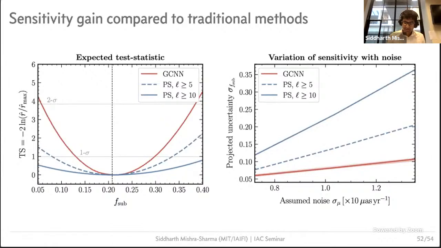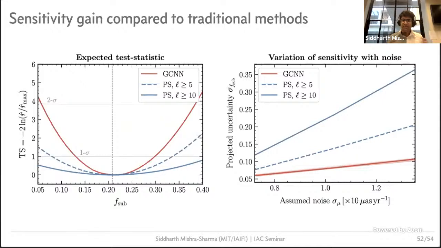And on the right here is the scaling of sensitivity with the instrumental noise. So again, you can see that the scaling with the machine learning-based approaches is much more favorable as you go to larger instrumental noise compared to the traditional approaches based on the power spectrum. And this is generally true empirically. When the signal to noise is low, when you have larger noise, machine learning methods tend to be disproportionately better compared to traditional ones in extracting the last ounce of information that you can from these maps.